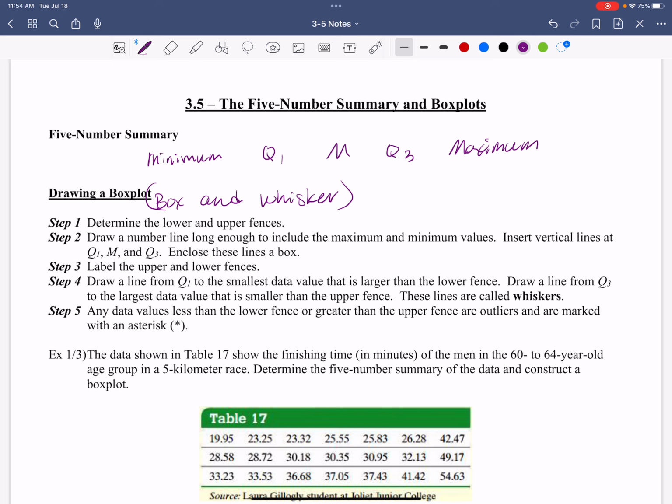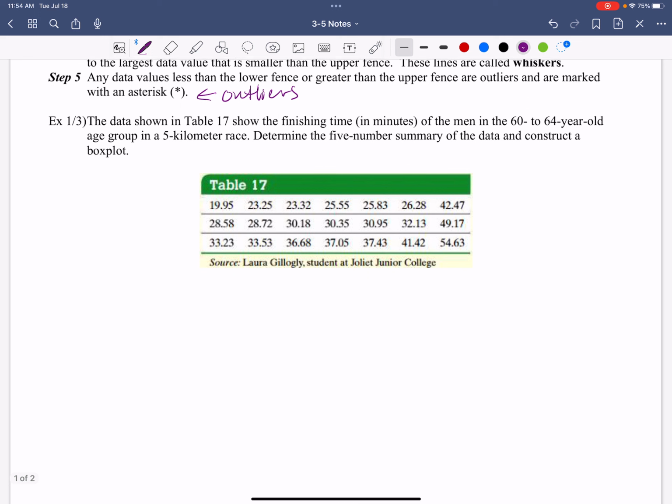Then any data values less than the lower fence or greater than the upper fence, those are outliers, because that's what we learned those were. The outliers are going to be shown with an asterisk. All right, so let's do it. Here we have data. Table 7 shows the finishing times of men in the 60 to 64-year-old age range for a 5K. We want the 5-number summary and then to make a box plot.